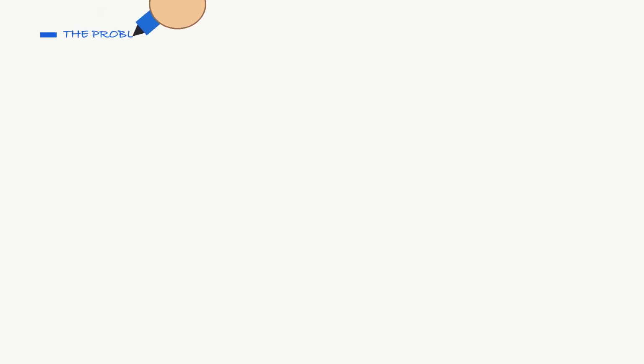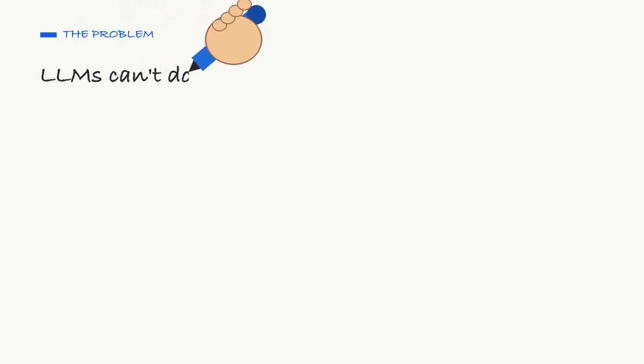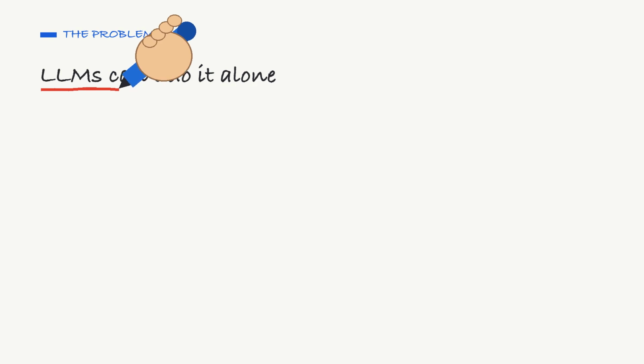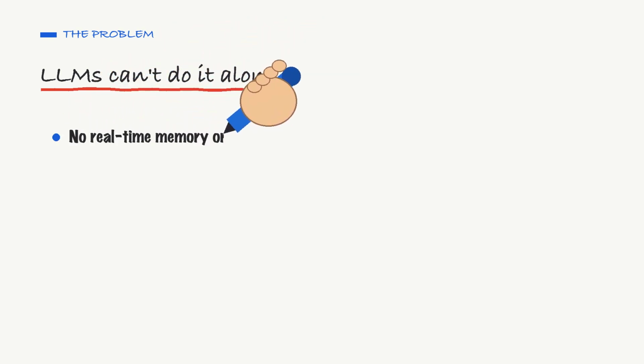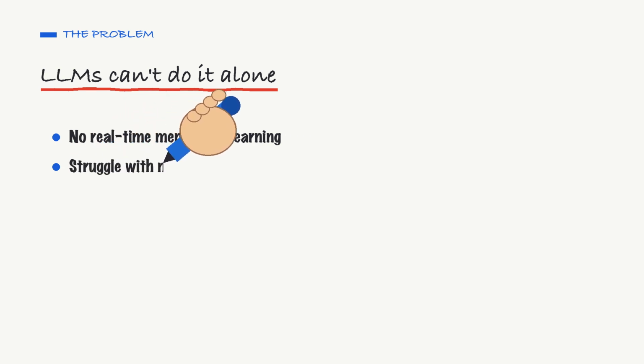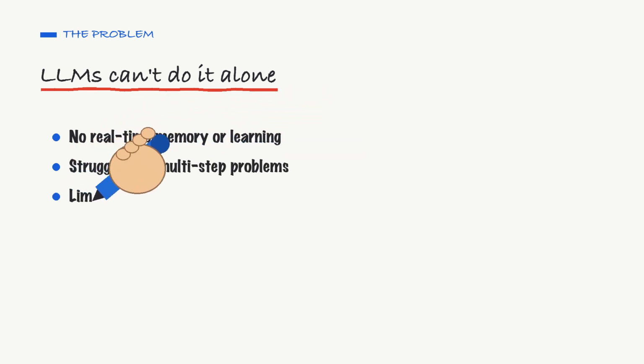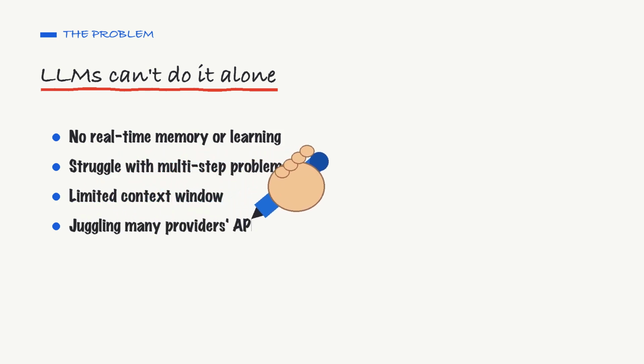Here's the catch. An LLM can't retain or learn new information in real time, and it struggles with multi-step problems because it can only hold so much in its context. And the moment you use several models, you're juggling each provider's different API. Powerful, yes, but limited and messy on their own.